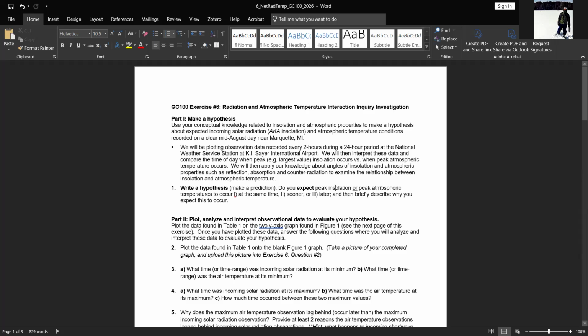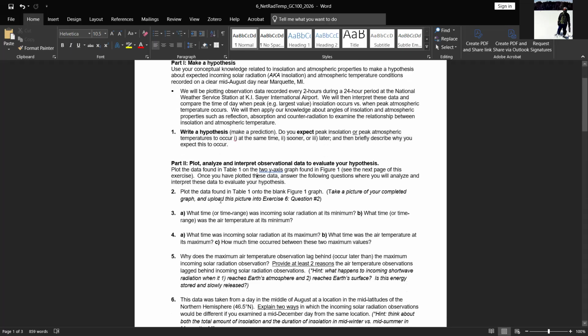Do you think atmospheric temperatures, like the peak temperature, the warmest temperature of the day, are going to occur before, at the same time as the peak of incoming solar radiation, or slightly later than incoming solar radiation? So go ahead and make a prediction in terms of the comparative timing of peak insolation compared to peak atmospheric temperature. Once you've completed that, we can go on to plot, analyze, and interpret our observational data.